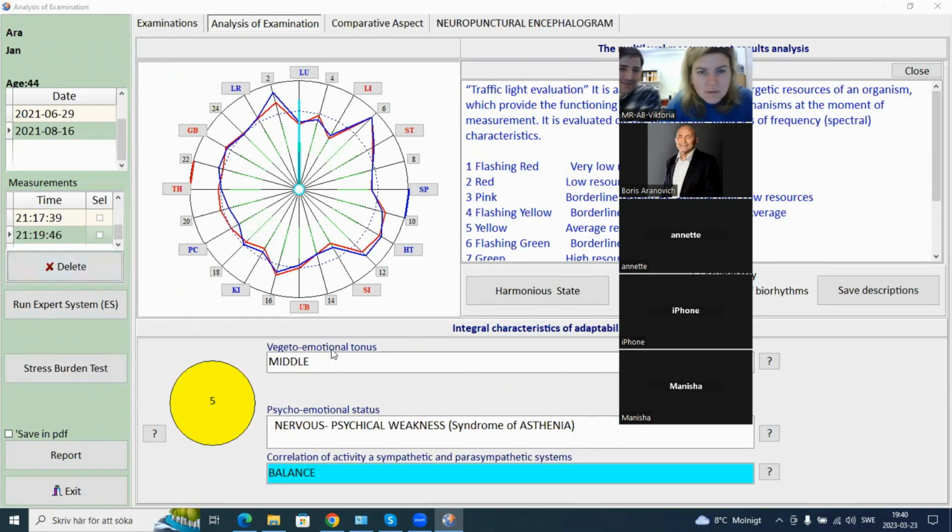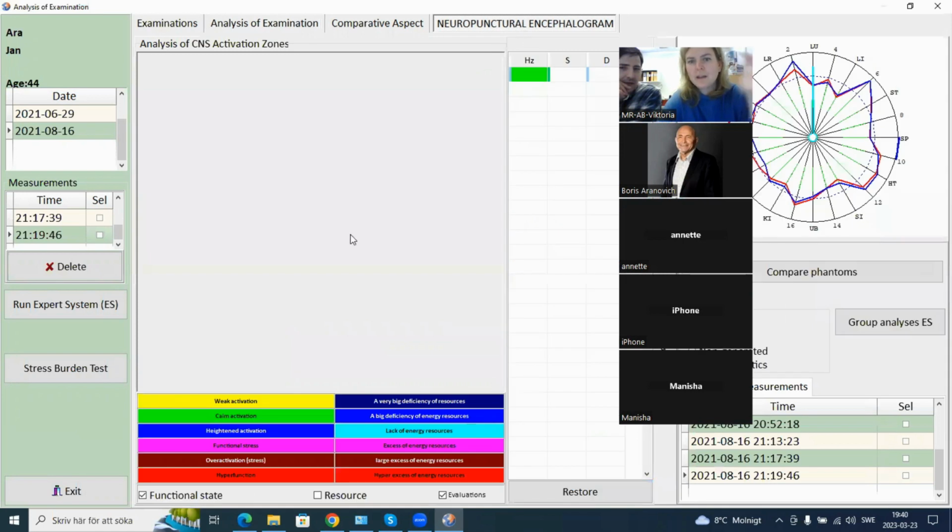So how do we do it, should we do a new test? Anyway, here, what is extra you got? Neuropunctural encephalogram. It's brain fields that are connected to the whole body. So actually it's correcting through the zones on your head.